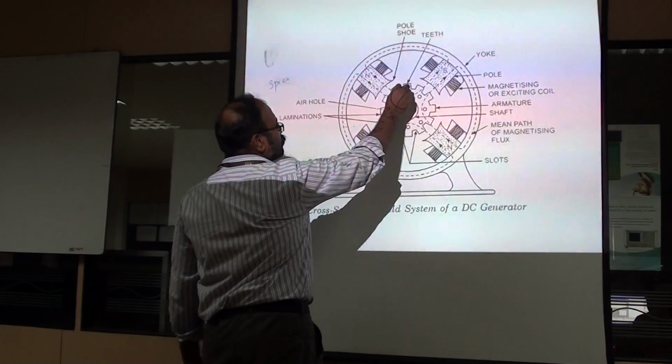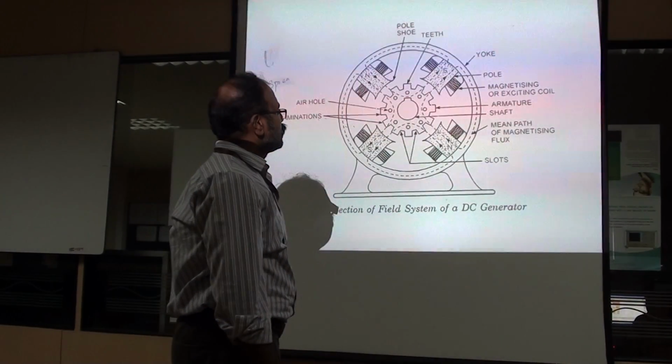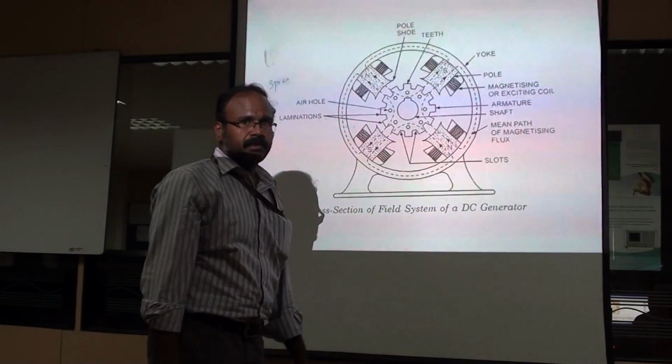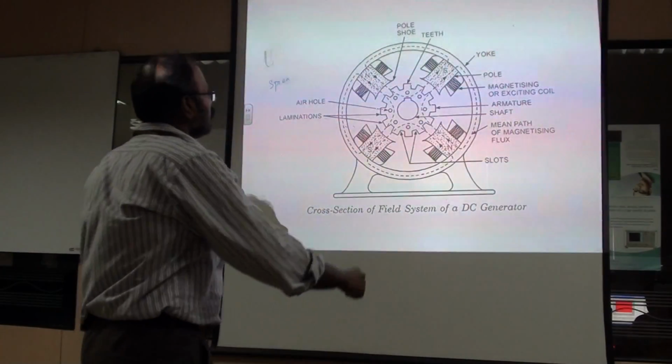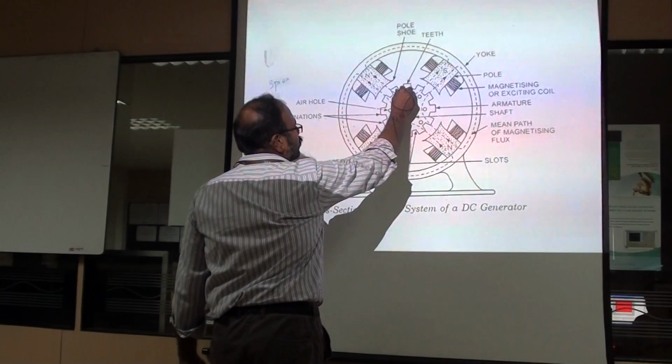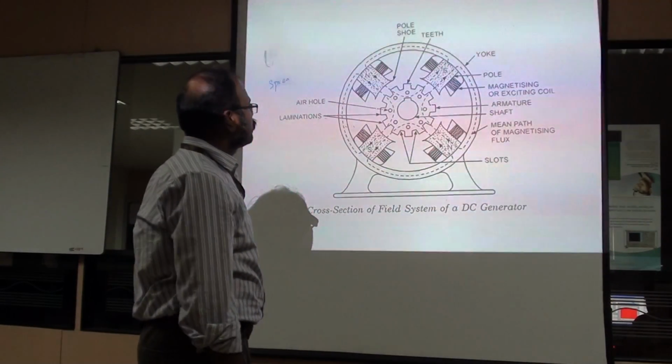The armature conductors will be placed in the slots of the armature, and they are rigidly fixed, because when it is rotated at a very high speed, due to centrifugal force, they will come out. So to avoid that, the conductors are fixed rigidly in the slots with the help of a wooden wedge.